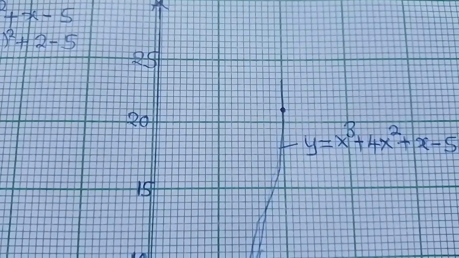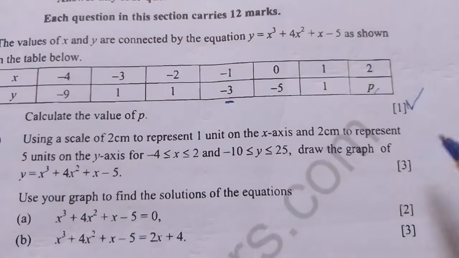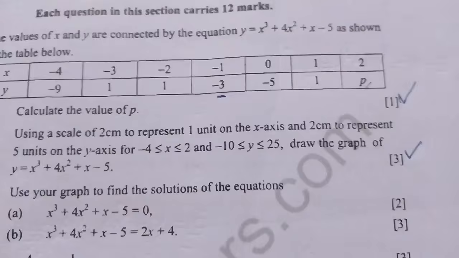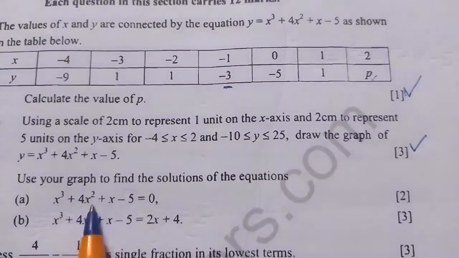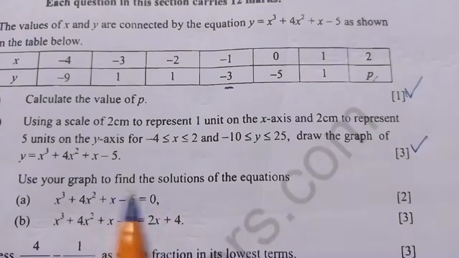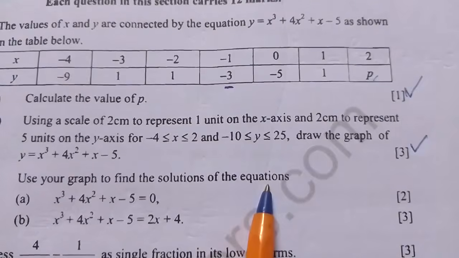So you've answered that one. You've answered this question. I've given you 1 mark. That one, 3 marks. Now we are on this one here. We are on this question now. So it is saying, use your graph to find the solutions of the equation.